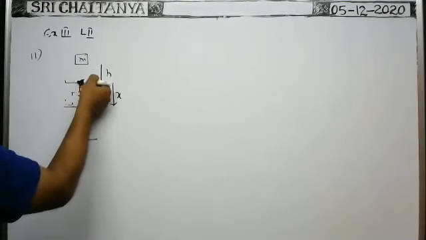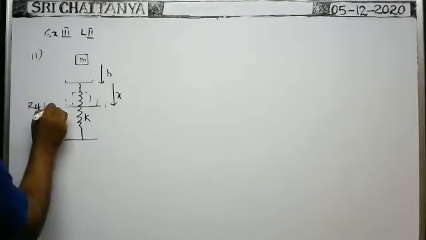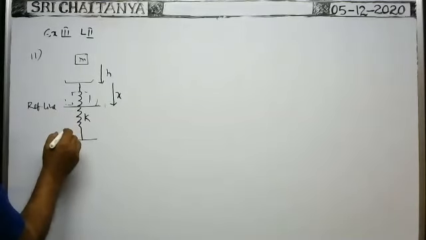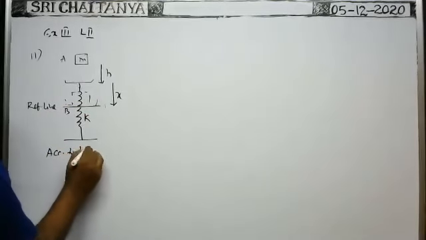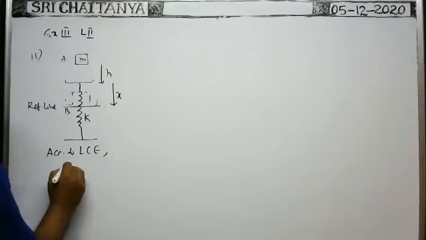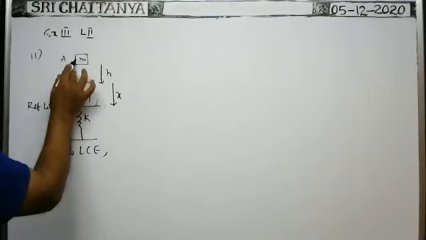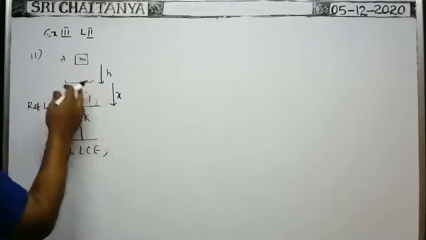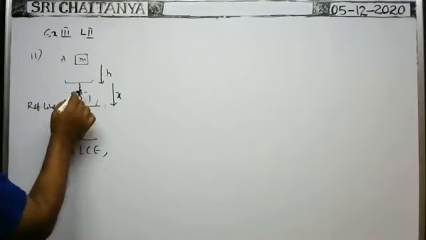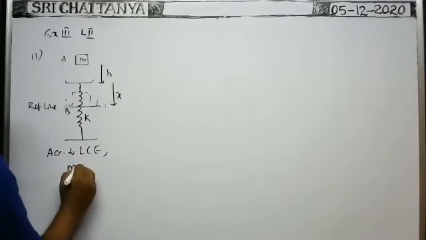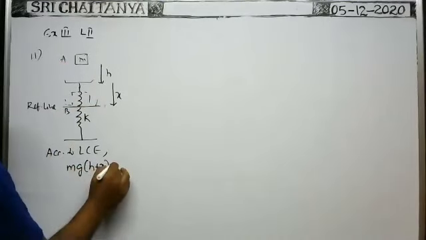As the pan comes to this position, it is the lowest position of the block, so you take this as the reference line. From the reference line, you apply the conservation of energy principle when the block is here and when the block is here. According to the law of conservation of energy, the total energy of the system when the block is at A: the spring has no potential energy because it is not compressed, and the pan has negligible mass, so it has no potential energy. Only the block has potential energy, which is mg into h plus x, where x is the compression.